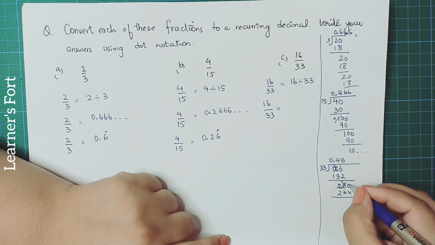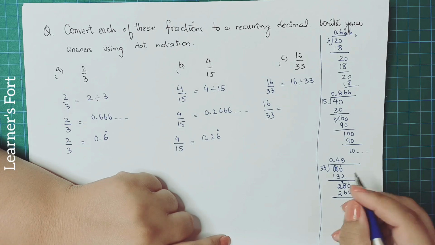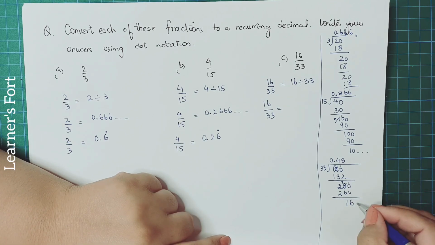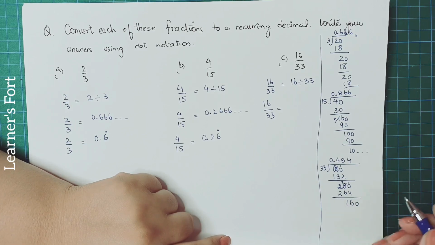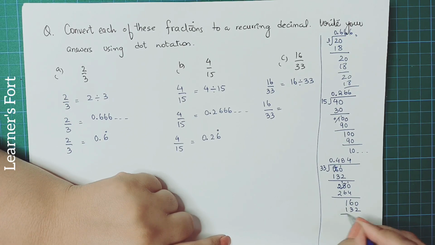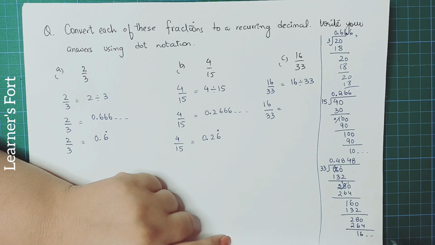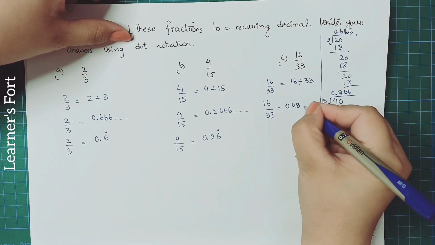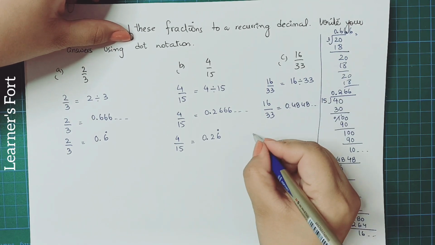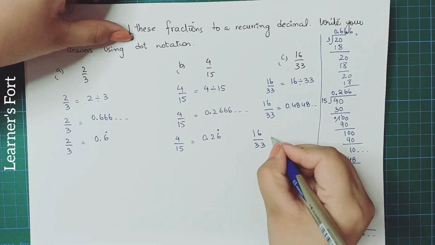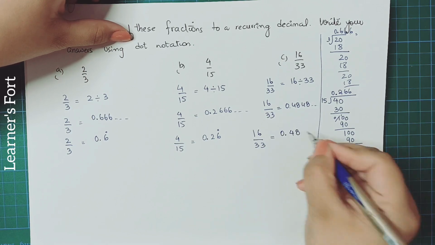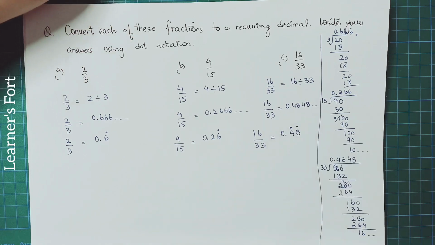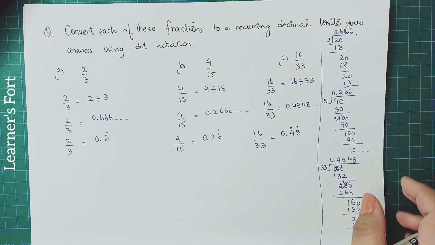Okay, this is 7 and this is 4, like it's 16, and 7 minus 6 is 6. Again, the pattern is repeating. 4, 132 gives us 28, and then 0, again 8, 264, and we are left with 16, and so on. So the pattern is 4848. So it goes like 0.48, 48, and so on. So what are we going to write it as? 16 upon 33 is equal to 0.48, and we're going to write the dots on 4 and 8 because both of them are repeating themselves.